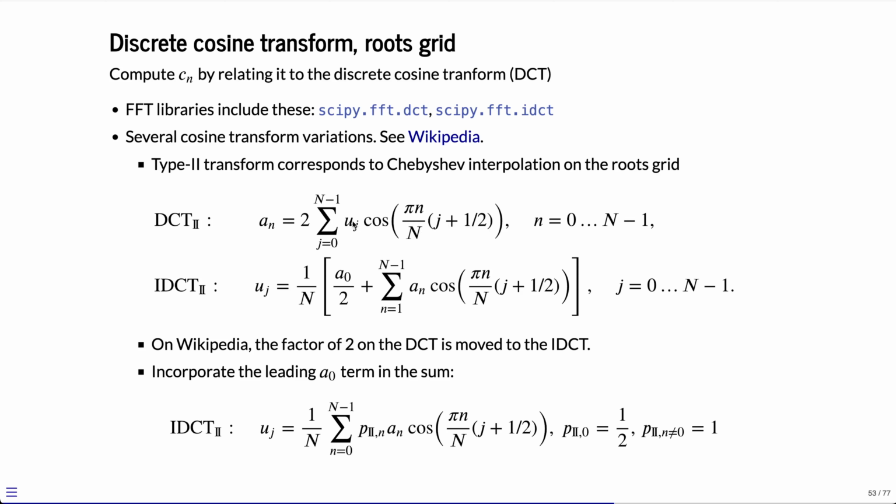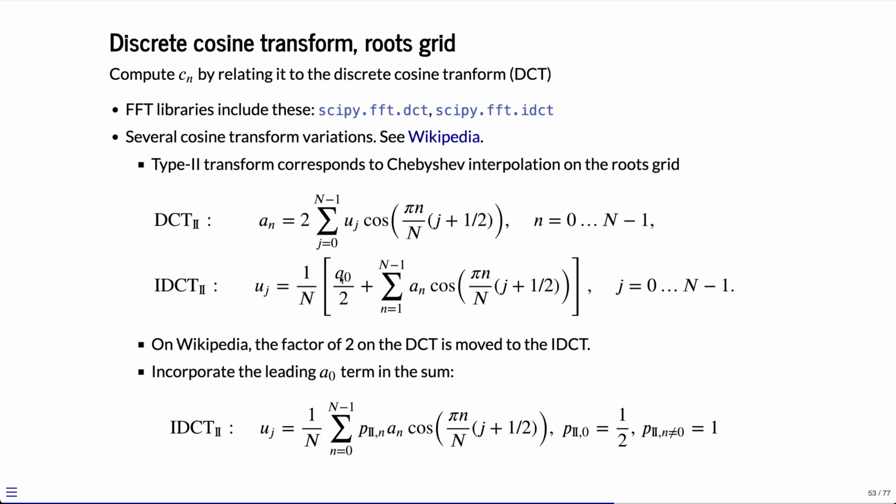The only difference is that in the discrete cosine transform, the sum is over j, and in the inverse transform, the sum is over n. Also, the inverse transform has this a plopped outside of the summation. This is what's coded in SciPy. On Wikipedia, the type 2 transform has this factor of 2 show up on the inverse transform. So you have to watch out for the definitions. Any library that you're using, you need to make sure you understand what it's actually computing before you use it.